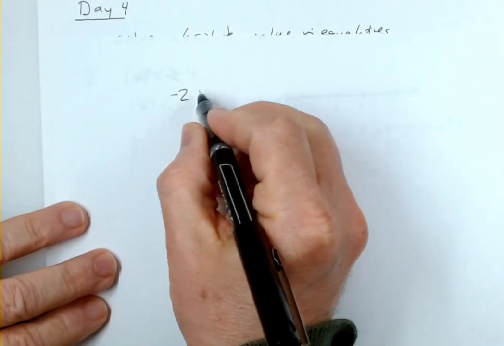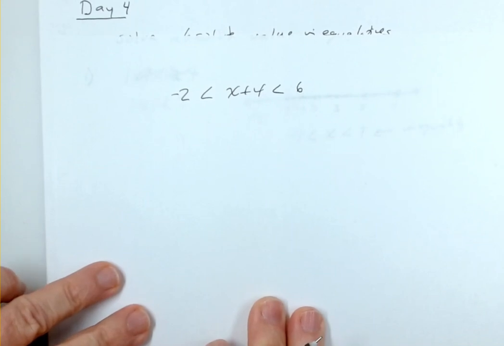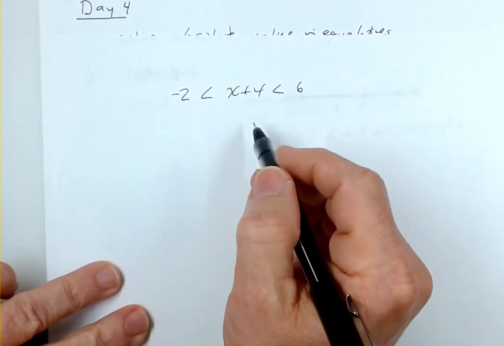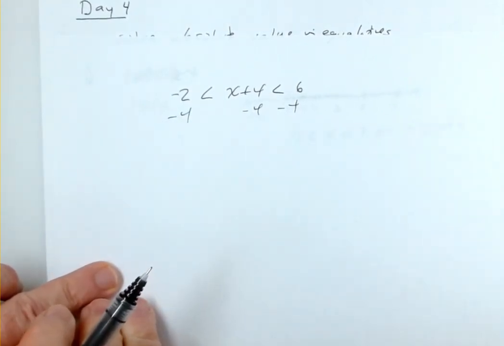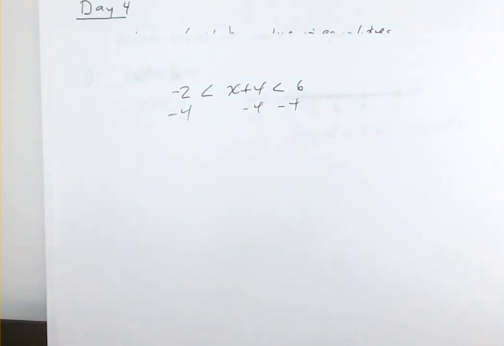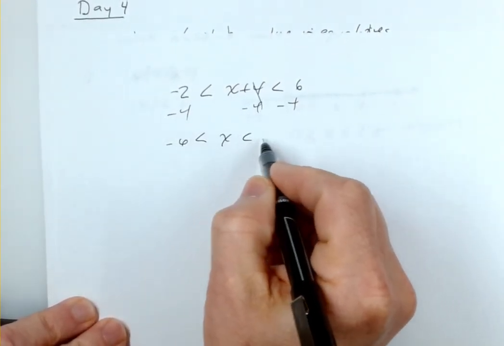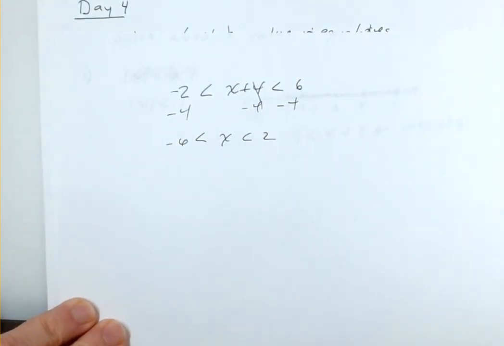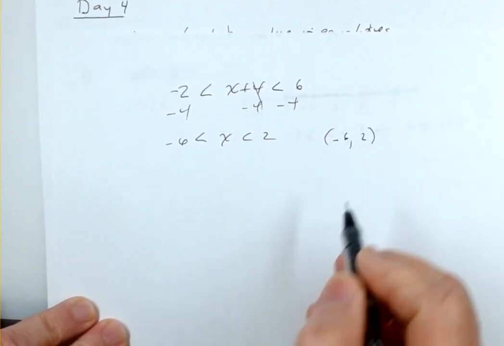You had -2 is less than x plus 4 is less than 6. The way that we did it in class was very simple. We just subtracted 4 from all parts, right? That's what we did in class last week. Now, in the videos, I did it two ways. I did it that way, and then I split it apart. And in the video, I said splitting it apart is a little bit more work. This is quicker. -2 minus 4 is -6, less than x, less than 6 minus 4 is 2. There are your solutions. Your solutions are, in interval notation, from -6 to 2.